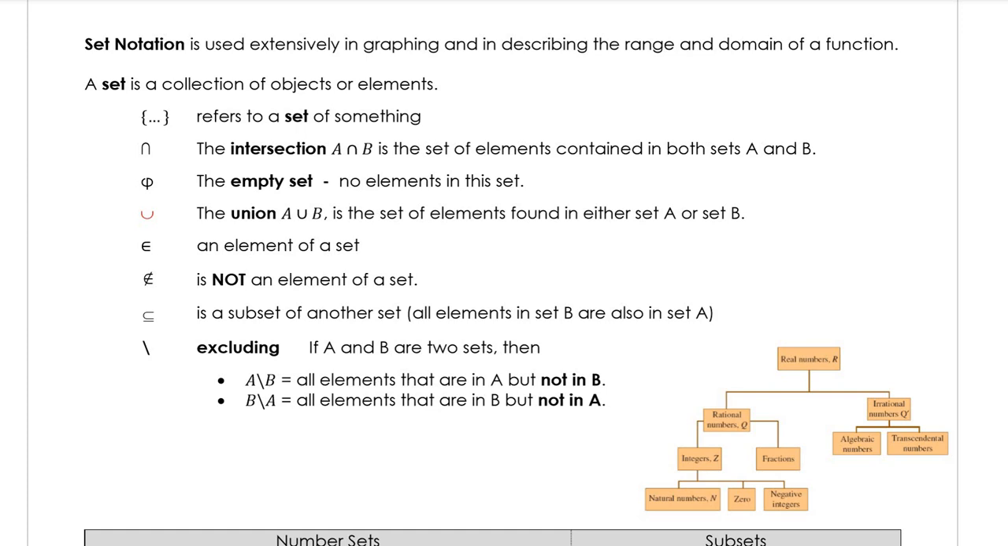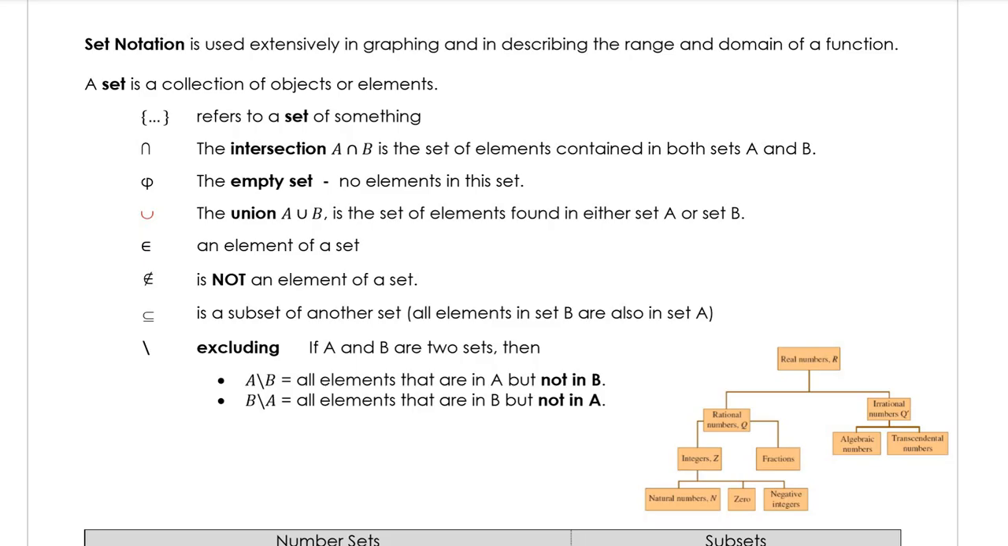Hi everyone, today we're going to be talking a bit about set notation. This is just so that we can be really clear when we're describing the range and domain of a function, and we can be really clear what numbers we are and aren't including in our set. Now a set is just a collection of any objects or elements.